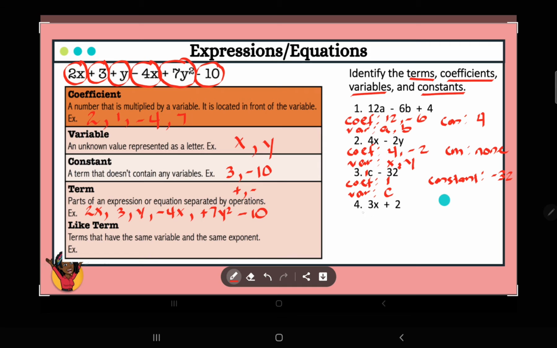Let's go ahead and take a look at number 4. Number 4, 3x plus 2. Again, I have two terms, 3x and plus 2. My coefficient here is just the number 3 because it's attached to the x. My variable is x, and my constant is 2.